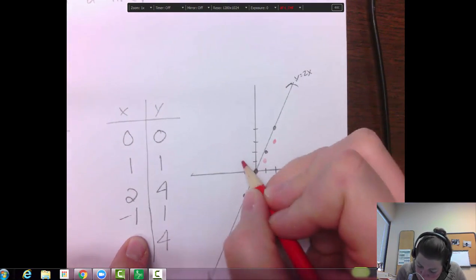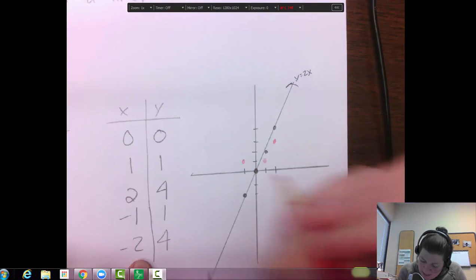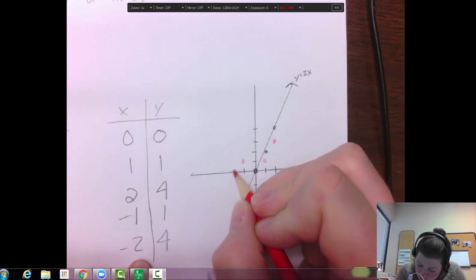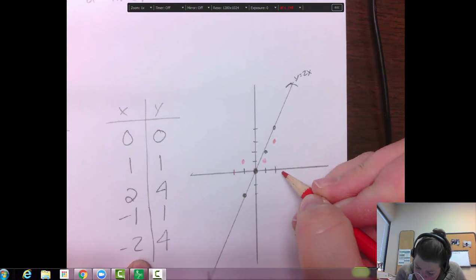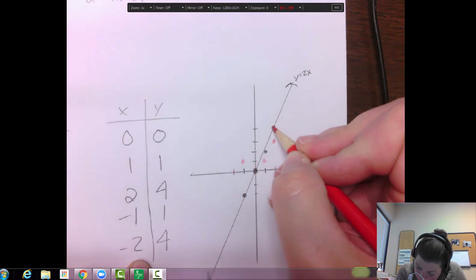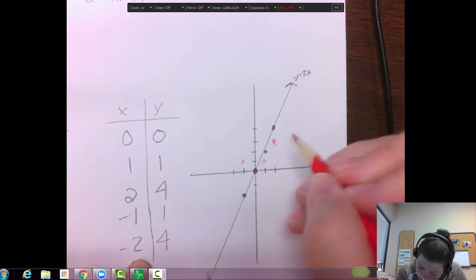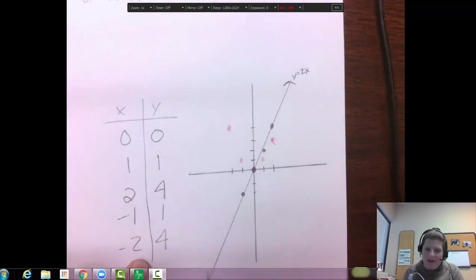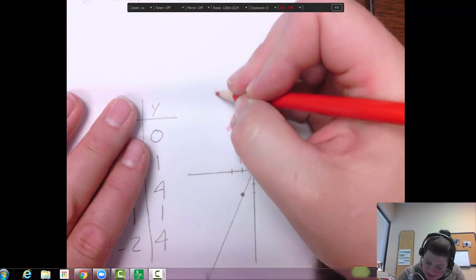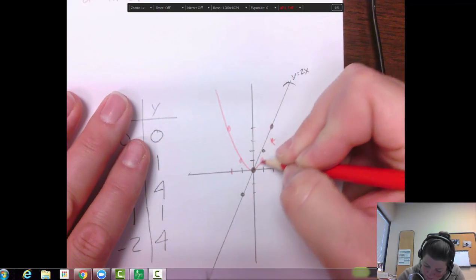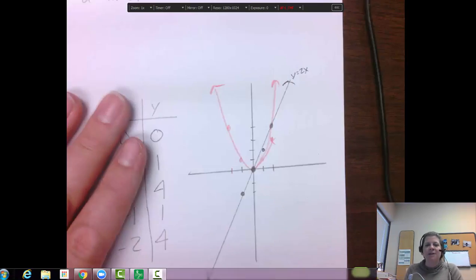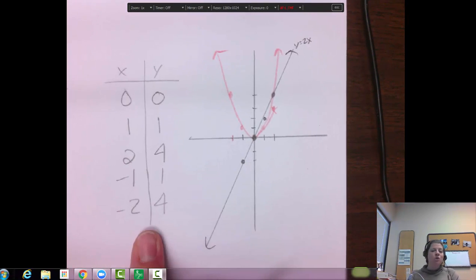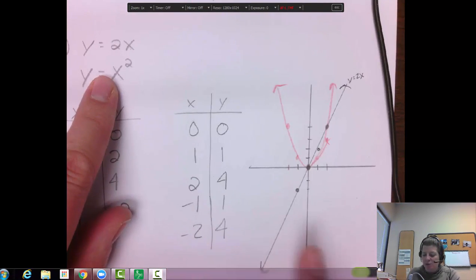Negative 1, 1. That one doesn't look real covered. Negative 2, 4. 1, 2, 3, 4, yeah. Oh, I don't think I went up. I went 2, 3. This one should be all the way up here. Not this one. Okay, negative 2, 4. All right, so you can see this definitely does not look linear. This one's a U shape, so squares make a U shape.